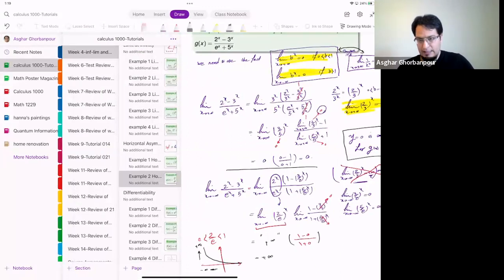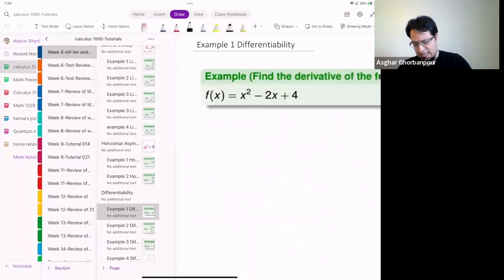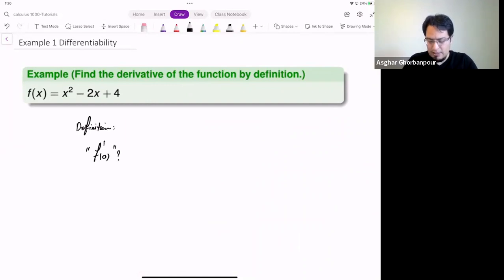I don't have any time left here, but I'll just do one example. Differentiability, I assume that you have already done some work, but I'm just going to use the definition to find f prime at 0, if it exists or not. So I have to deal with this limit, f at a plus h minus f at a, divided by h as h goes to 0.